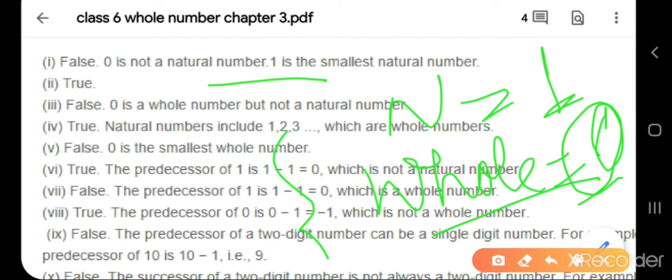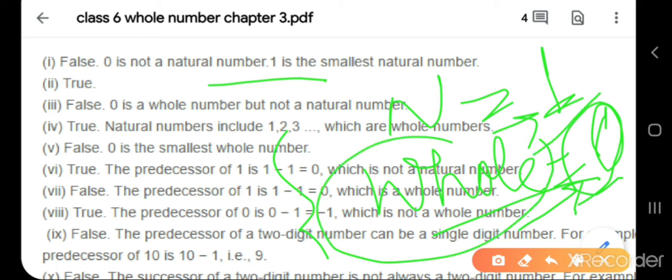Fine. Let's see the next question. I'm just reading out the question for you. The solution is before you. Every natural number is a whole number. Yes, right. Every natural number is a whole number, because whole numbers include 0 also, and natural numbers start from 1. So all the natural numbers come under the category of whole numbers. So this statement is right.